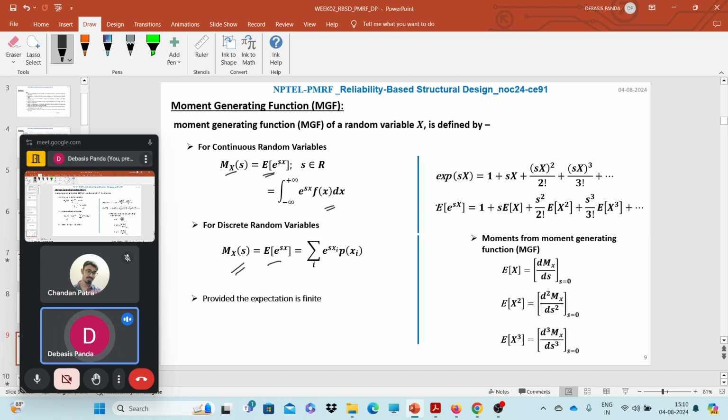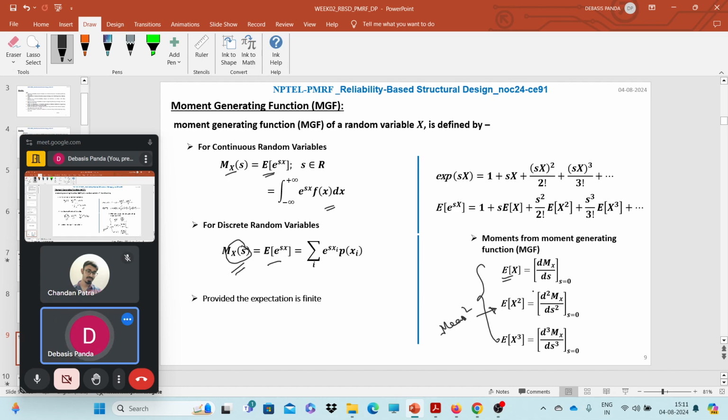Now if we have the moment generating function with us, how do we calculate the moments from it? This is the next big question. If we have M_X(s) for a certain random variable, we can find the moments about origin. So how can we find the first moment about origin? You just need to differentiate the moment generating function with respect to s and take the value at s equals 0. Likewise, if we want to calculate the second moment about origin, that is nothing but the mean square.